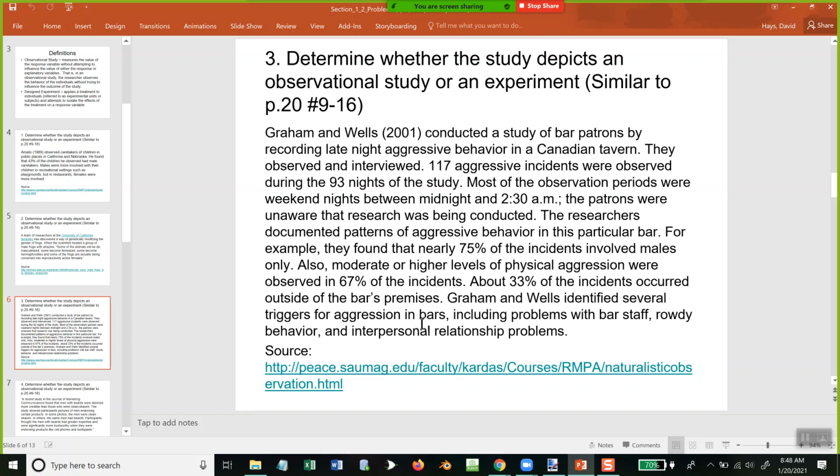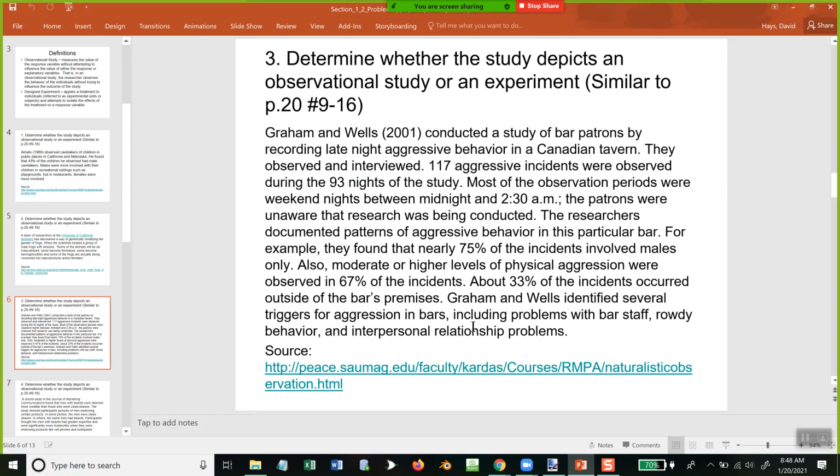Graham and Wells identified several triggers for aggression in bars, including problems with bar staff, rowdy behavior, and interpersonal relationship problems. And we already said this is an observation because they said it. We just observed. Didn't apply the treatment.